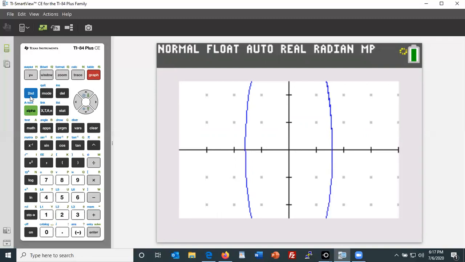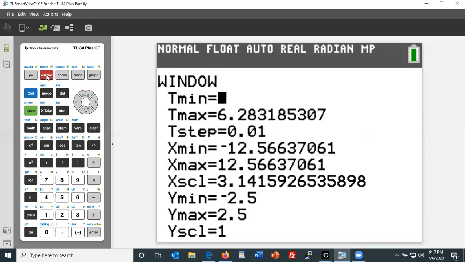Actually, wait, let me stop this. Let me stop it for a second because the window is not the best window. I'm going to go back to window. Let's see here. Oh, the y values. I'm going to make those, let's say, -6 and 6. The x min and x max I'll also make -6 and 6.